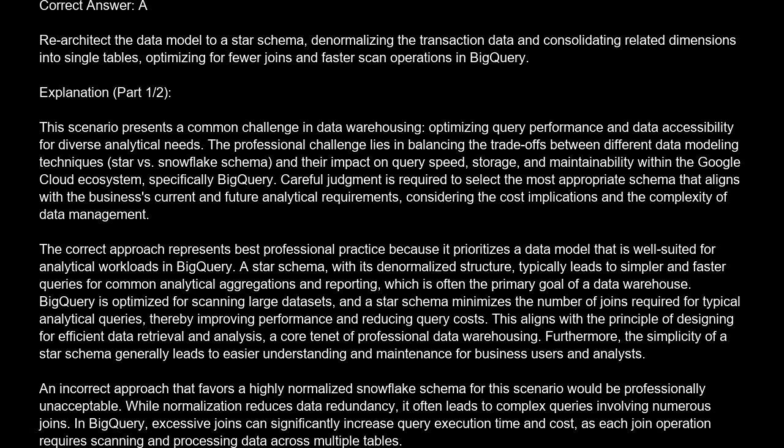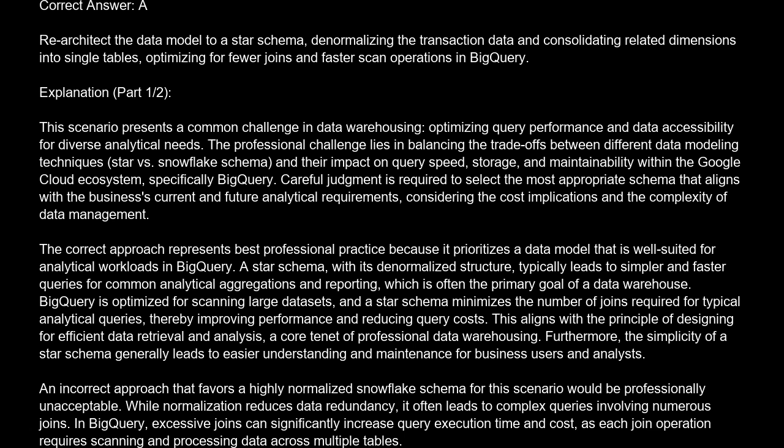Careful judgment is required to select the most appropriate schema that aligns with the business's current and future analytical requirements, considering the cost implications and the complexity of data management. The correct approach represents best professional practice because it prioritizes a data model that is well suited for analytical workloads in BigQuery. A star schema, with its denormalized structure, typically leads to simpler and faster queries for common analytical aggregations and reporting, which is often the primary goal of a data warehouse. BigQuery is optimized for scanning large datasets, and a star schema minimizes the number of joins required for typical analytical queries, thereby improving performance and reducing query costs.